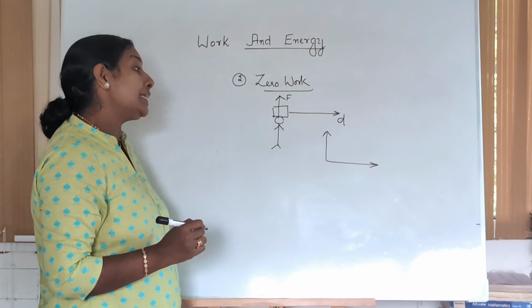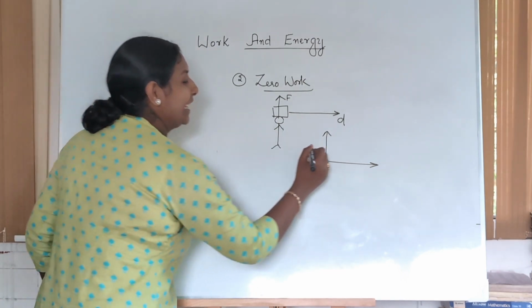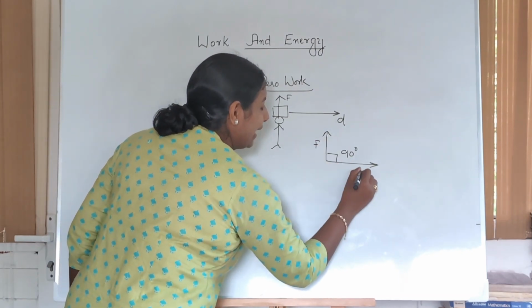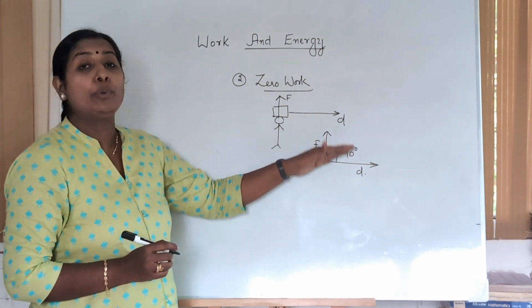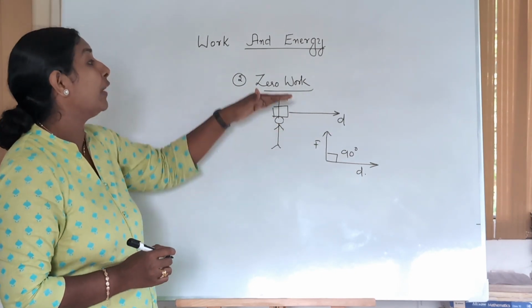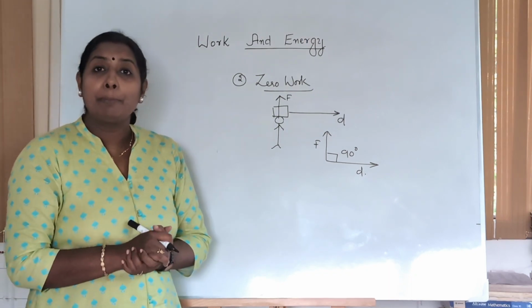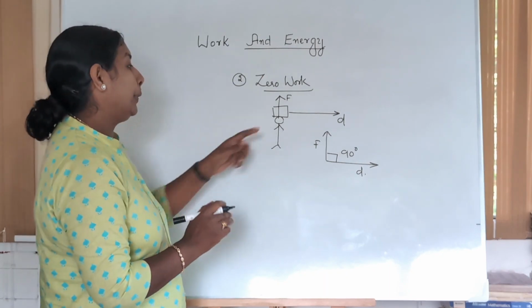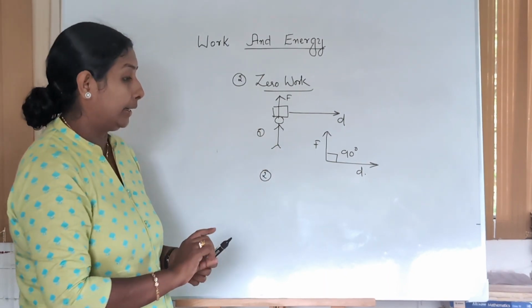So tell me, what is the angle between force and displacement? Yes, it is 90 degrees. So here force and displacement have an angle of 90 degrees between them. Such a type of work is called zero work, when force and displacement are perpendicular to each other. Let us consider another example of zero work.